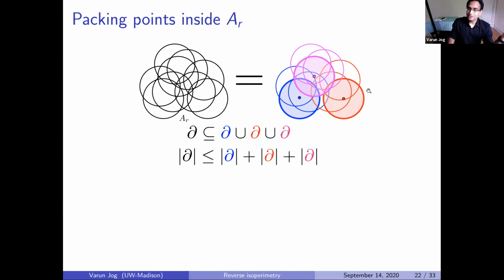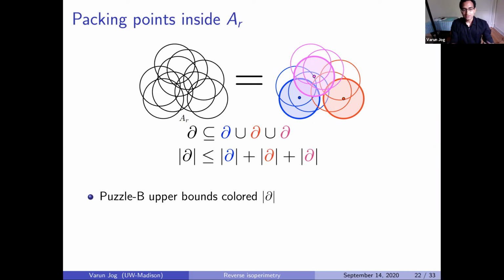And you look again: are there any other points remaining? Turns out there is a red point remaining. You take the red ball, look at all the points that lie inside this red ball, and look at the balls centered at those, and that gives you the red substructure. And what we notice is that the original boundary of this set, which is really complicated, is a subset of the blue boundary, the pink boundary and the red boundary, which means the original surface area or perimeter is upper bounded by the sum of the perimeters of each of these substructures.